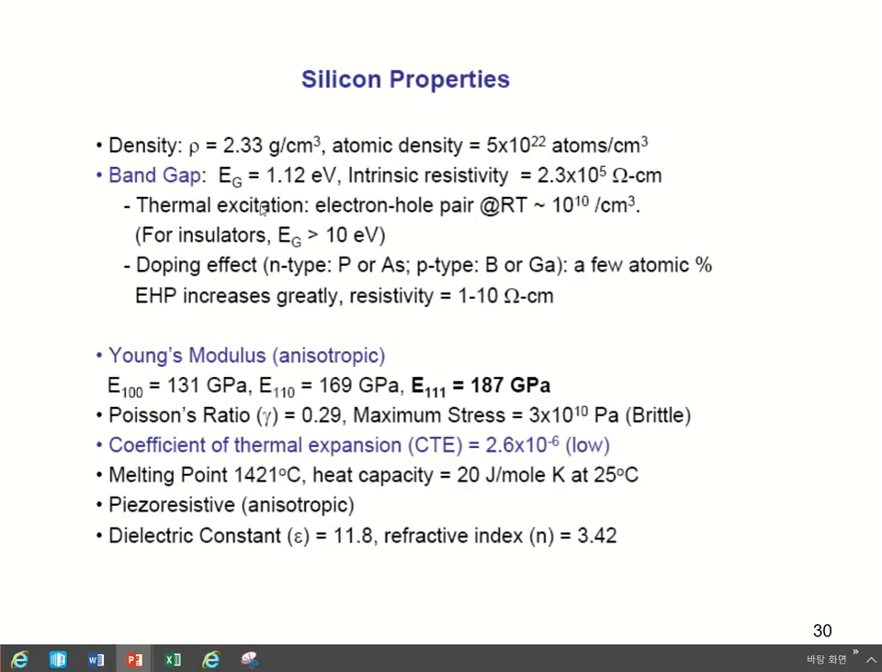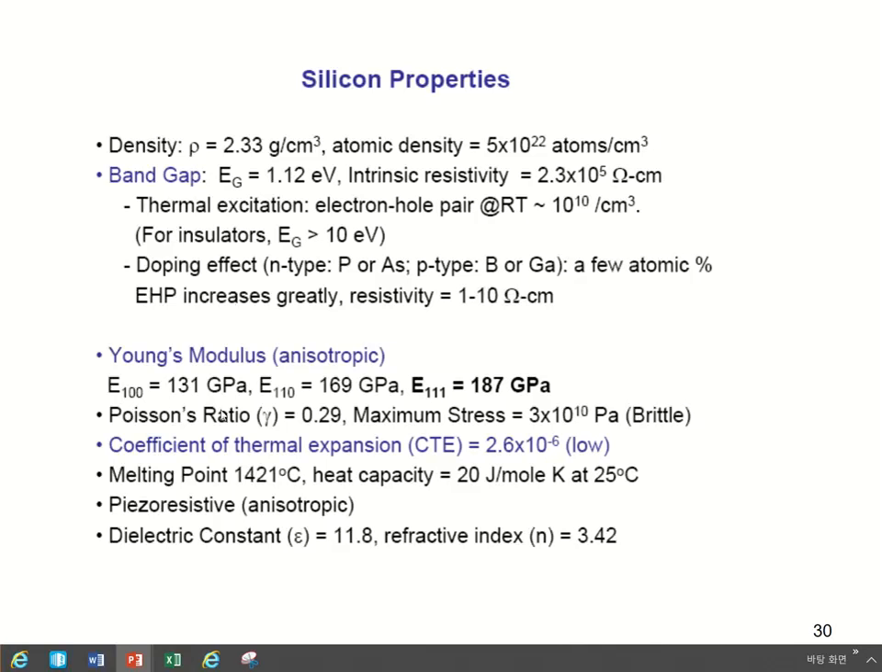So before you dope the semiconductor, it is not conductive. If you add doping, the resistivity changes to between 1 and 10 ohm centimeter. Compared with the intrinsic resistivity, this is smaller, so now it becomes conductive. That's the beauty of doping, like N-type or P-type doping, and you can make a certain portion of the layer conductive. Okay, so that's the beauty of silicon.